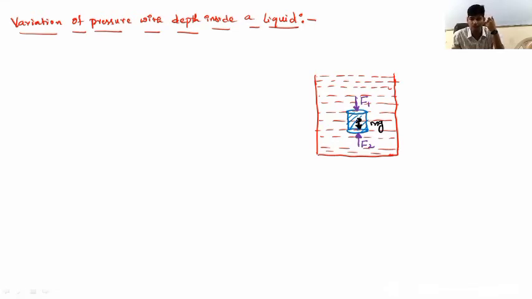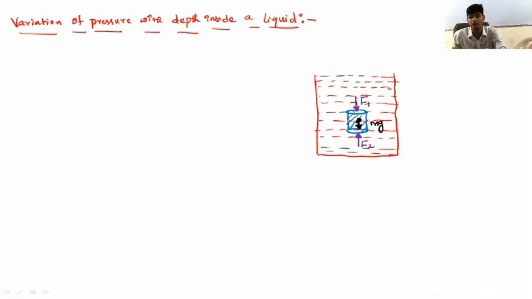Only if the force acting downward is equal to the force acting upward can this portion of the liquid be at rest. If the net downward force is more than net upward force, then this portion of the liquid would be sinking down. And if the net upward force is greater than net downward force, that is, if the upward force F2 is greater than F1 plus mg, this portion of the liquid would be floating up. That would be the case.